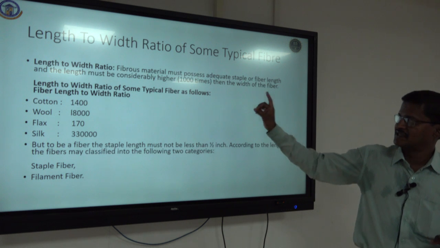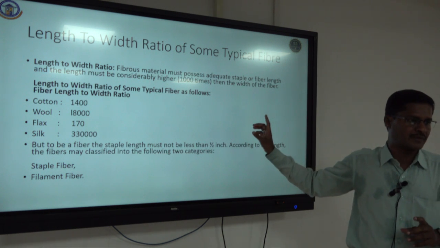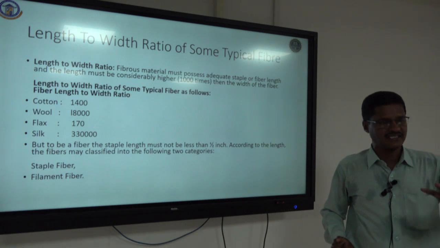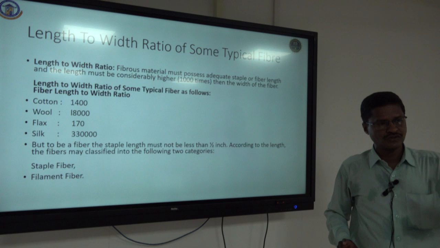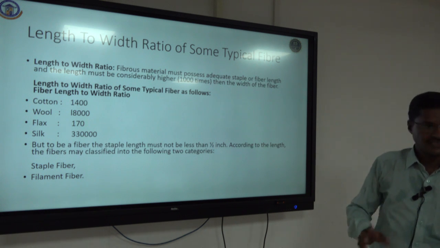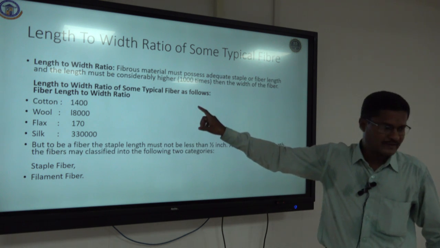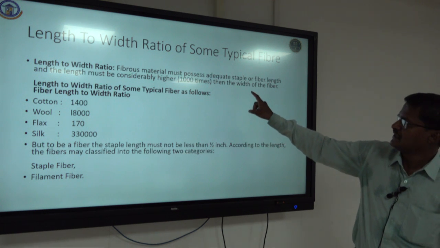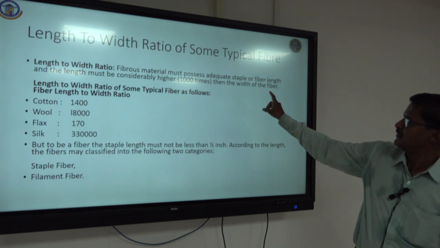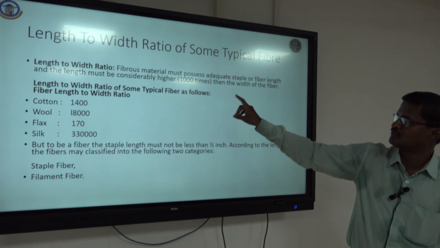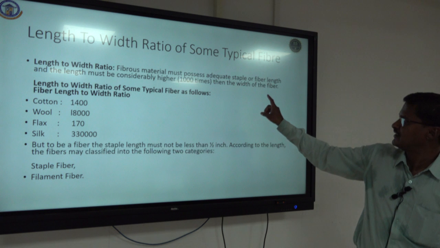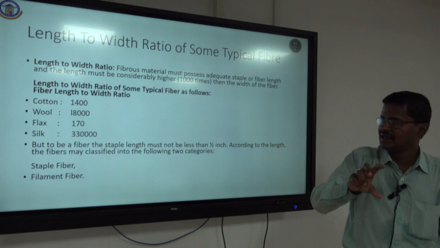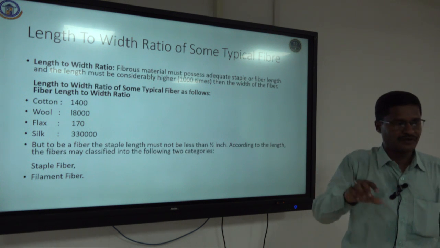First property is length. Length is a very important property. Second is strength. Without having the length and without having the strength, we cannot produce the fiber to the next stage. So that is very important. In length, the length to width ratio is very important. The fiber material must possess adequate staple or fiber length, and length must be considerably higher, 1000 times the width of the fiber.